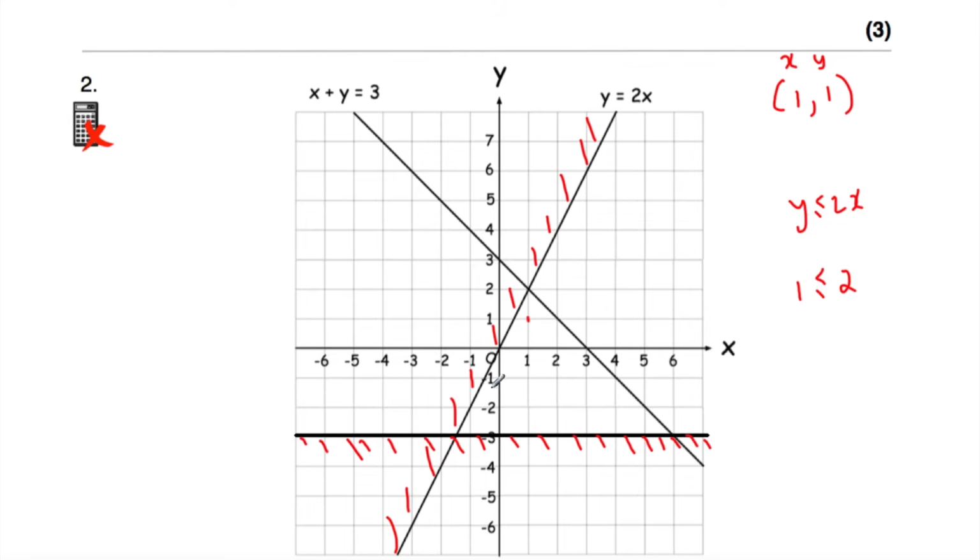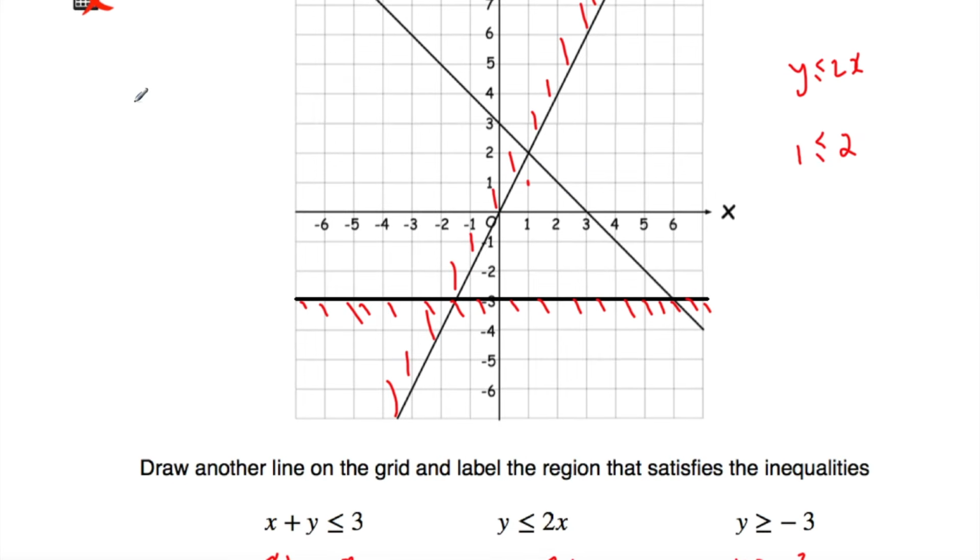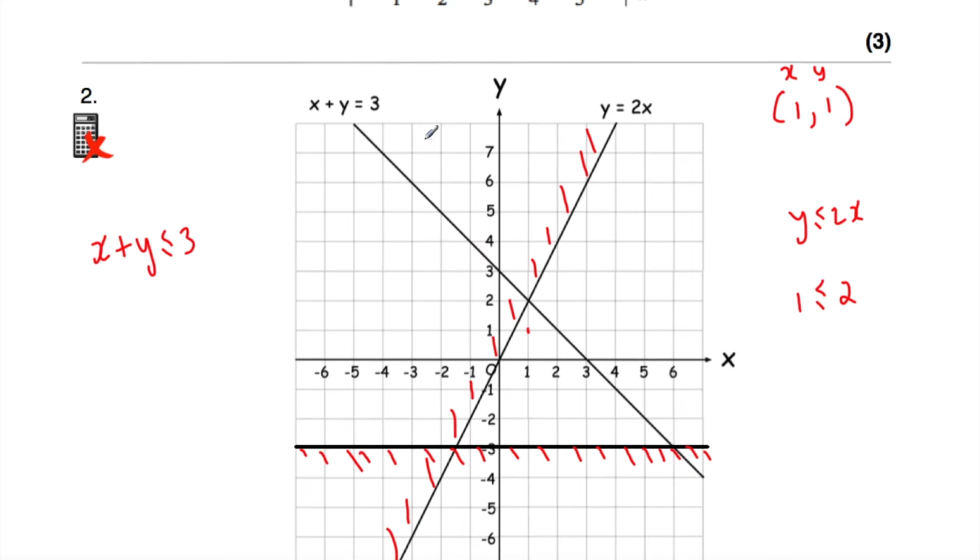Okay, so we now know we've got this region here somewhere, but we obviously need to consider this other diagonal line here, x plus y equals 3, and we need to look at the inequality. I'm just going to write over here, x plus y is less than or equal to 3. And we need to figure out, are we going to be accepting the region above this diagonal line or the region below the diagonal line?